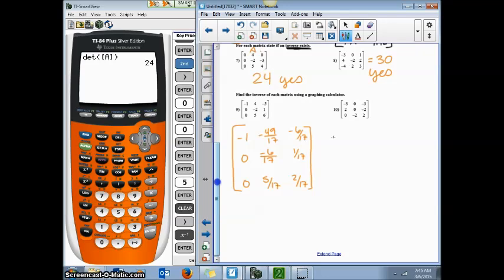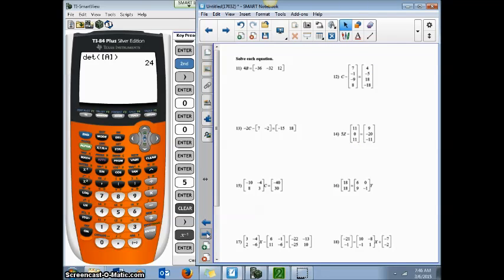Okay, so number 10. Hopefully you already did that one as well. If not, pause it and catch up. 1 over 6, -1/6, -1/6, 1/4, -1/4, -1/4, 0, -1/2, 0. Okay, so today's going much quicker because it's just so easy to put these in the calculator.